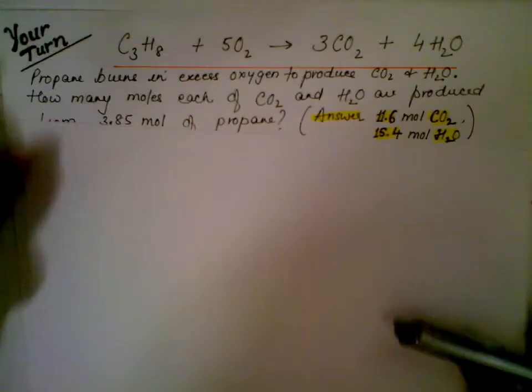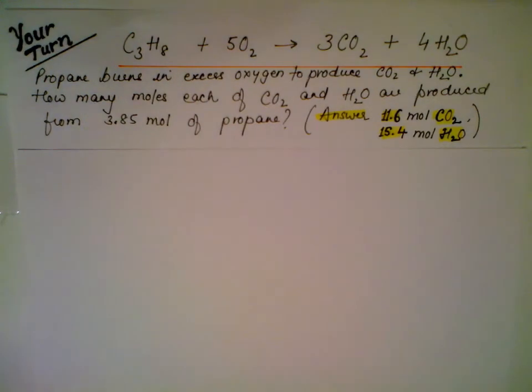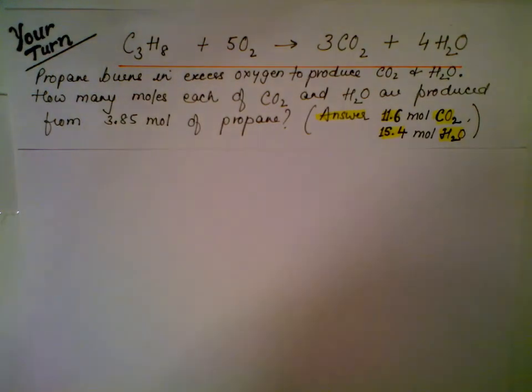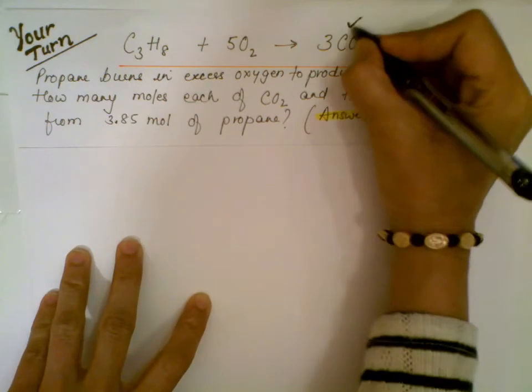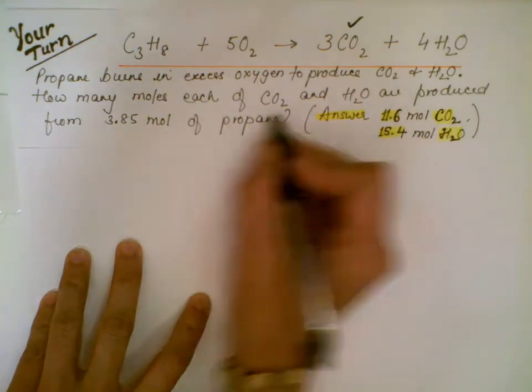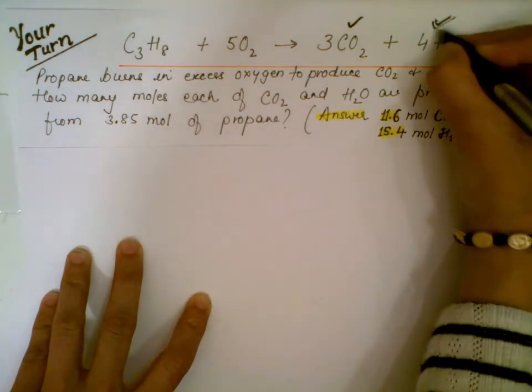Now here is your turn. It's the same equation, and I'm giving you the answer. I would like you to pause the video and please try on your own. Propane burns in excess oxygen to produce carbon dioxide and water. How many moles of each of carbon dioxide and water are produced? So you have to find the moles of carbon dioxide and the moles of water. This question has two parts.